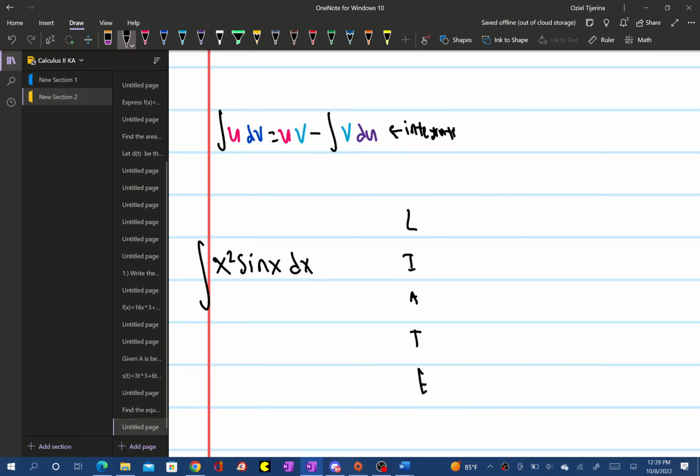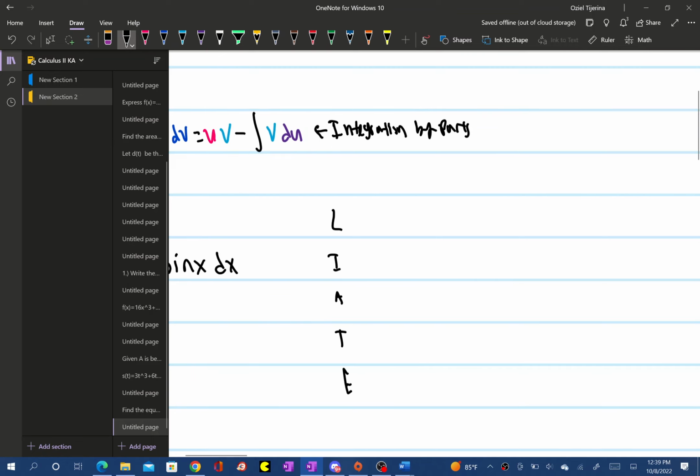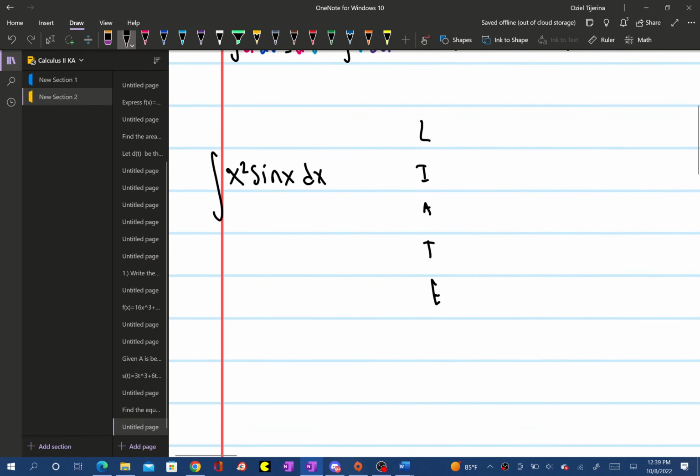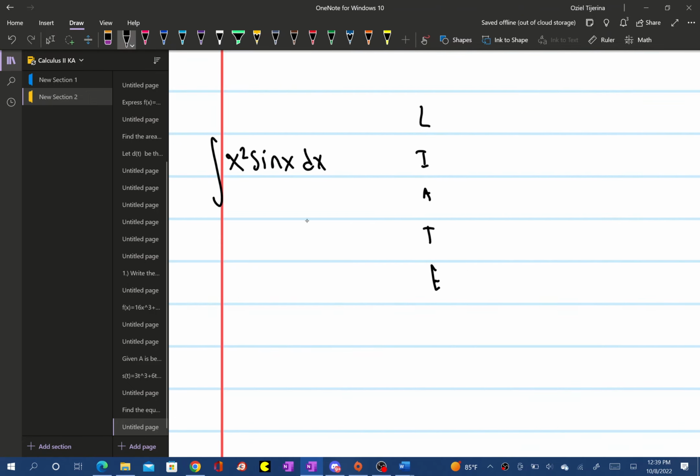And so basically what LIATE stands for is logarithmic, inverse, algebraic, trigonometric, and exponential.